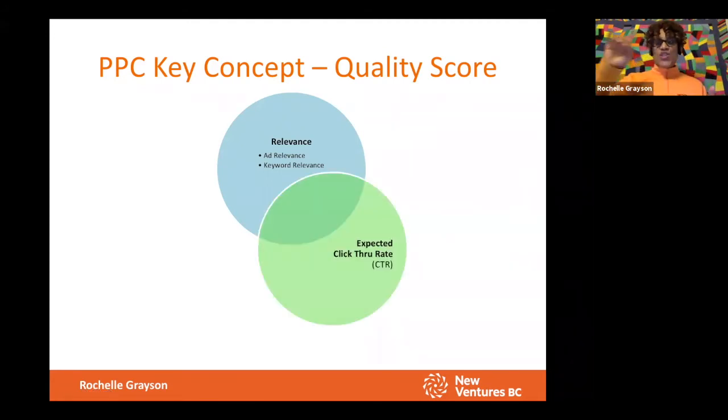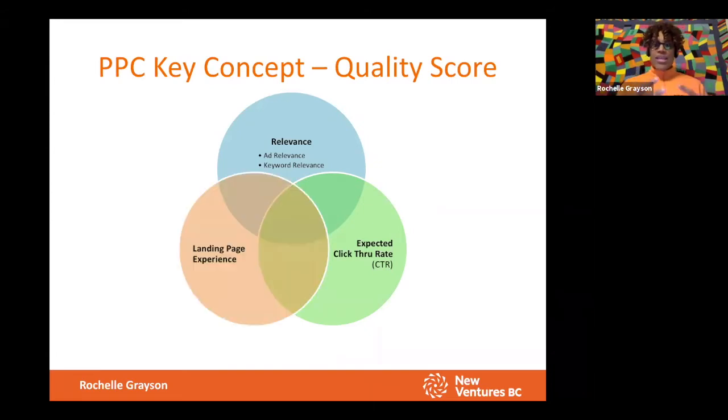It looks at historically, when people have typed in that keyword or those keywords or key phrases, how many of them have clicked on your ad. So what is the expected click-through rate? Have they clicked on it a lot? If they click on it a lot, Google goes, oh, this ad really speaks to that search word. So the more people click on your ad, the more your ad gets shown.